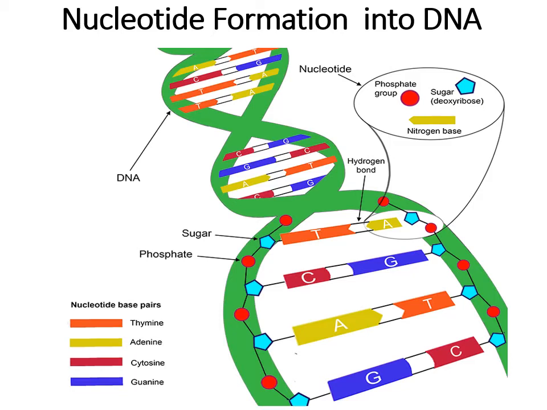Now, in the top right-hand corner, it's going to remind you, yes, there's a phosphate group. Yep, there's a sugar group. In the case of DNA, it's deoxyribose. And yes, there's a nitrogen base, and that nitrogen base can be A, T, C, or G. So in actual fact, the bases of DNA are nitrogen based.